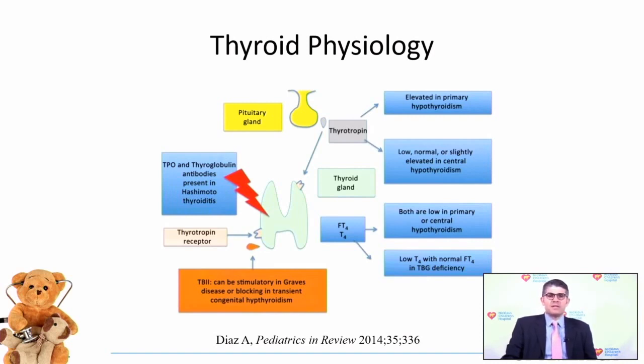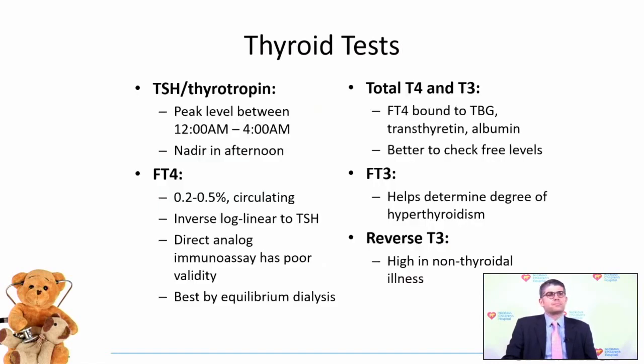When you have a problem in the hypothalamic pituitary area, you are not going to be able to produce enough TSH to stimulate the thyroid gland, and that's called central hypothyroidism, which is quite rare. Mainly those patients have other central nervous system problems. And in those cases, you have low TSH, normal TSH or a slightly elevated TSH, with low free T4 and T3. Then I'm going to review the thyroid tests.